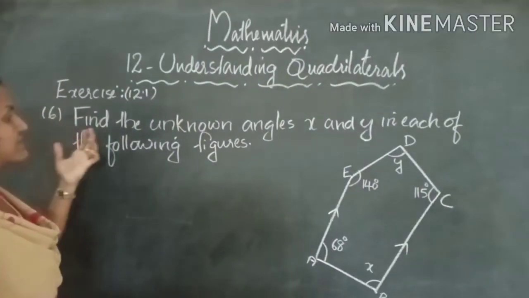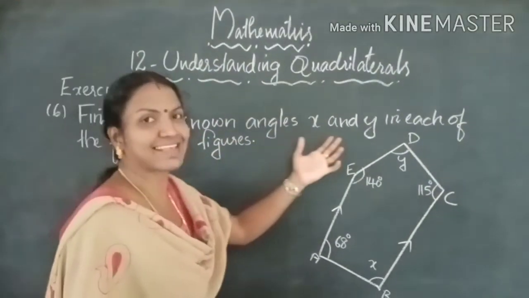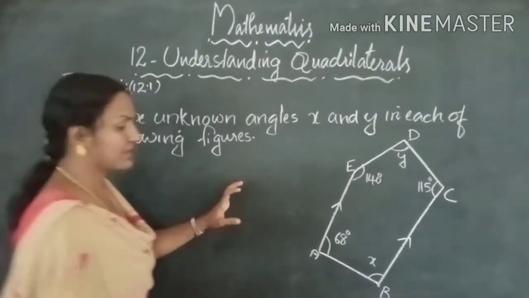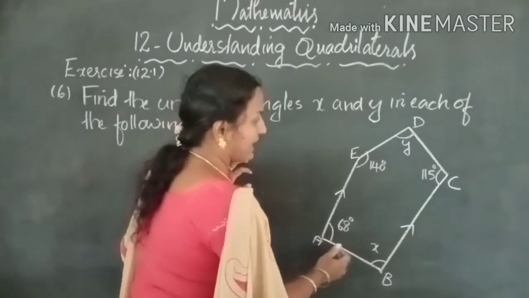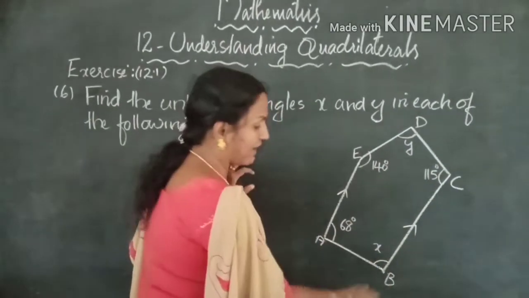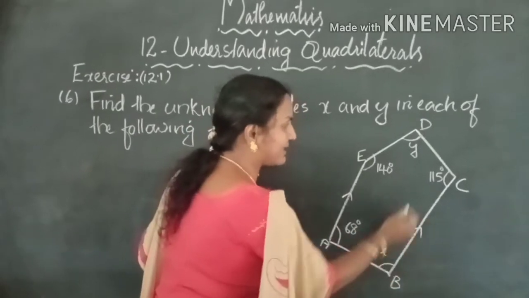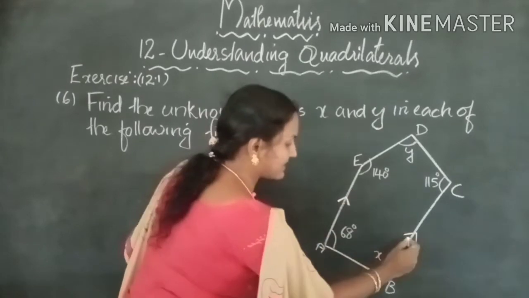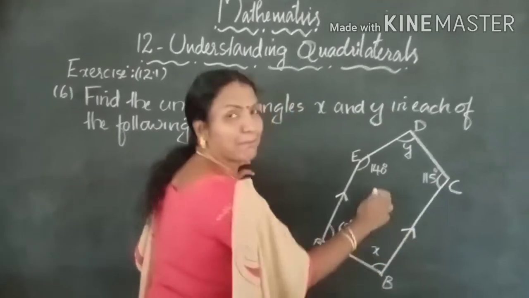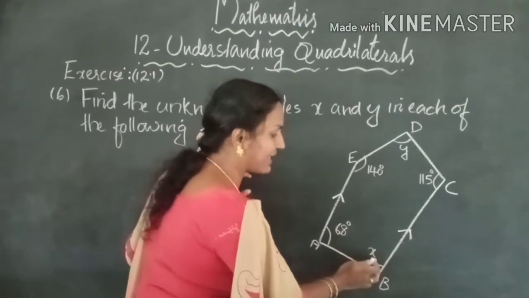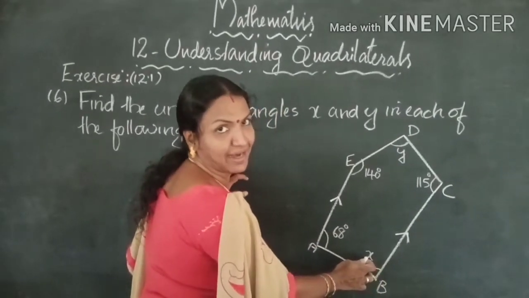Next, question number 6. Find the unknown angles x and y in each of the following figures. Here, the figure ABCD is given. The angles are also given. We have to find the value of x and y. Given AE and BC are parallel, which means the angle 68 and x are co-interior angles.